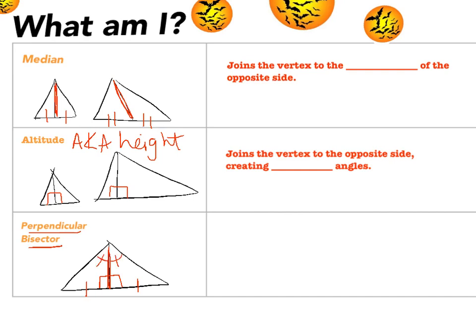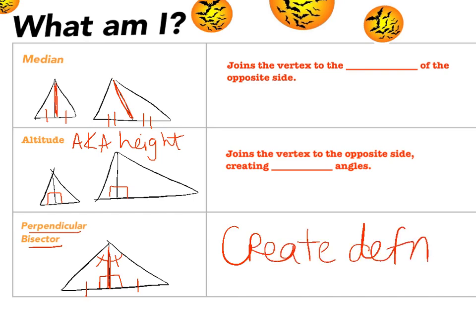Now, what I'd like you to do is fill in these missing words in the definition, and then I'd like you to create your own definition here. Now I'm going to be asking you, what is a perpendicular bisector? And you might say that it joins the vertex to the opposite side, but I'd like you to list 3 things that a perpendicular bisector does.